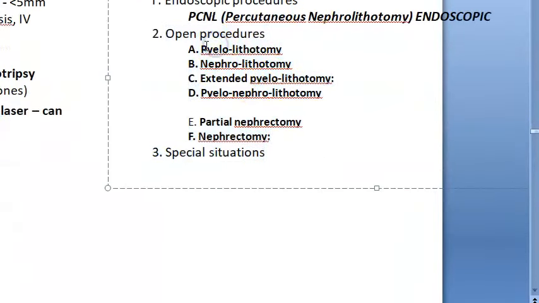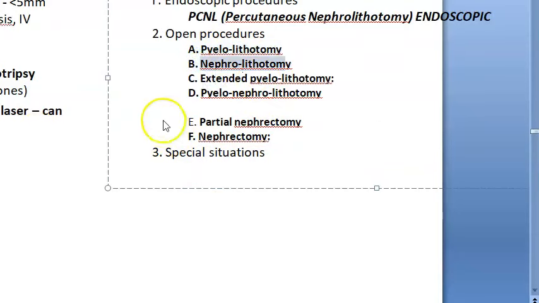So you have pyelo-lithotomy, nephro-lithotomy, extended pyelo-lithotomy, pyelo-nephrotomy. So they combine both of these, pyelo-nephro-lithotomy. Partial nephrectomy. Nephrectomy, you can understand, removing a part of the kidney or the kidney. Okay, so now let us look at lithotomy. What is lithotomy? Removing the stone, right? Pyelo, nephro. What is pyelo-nephro?